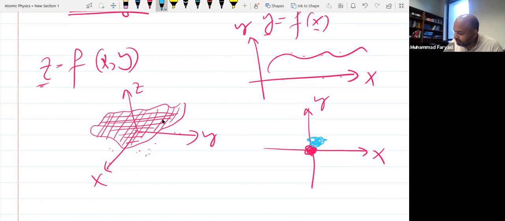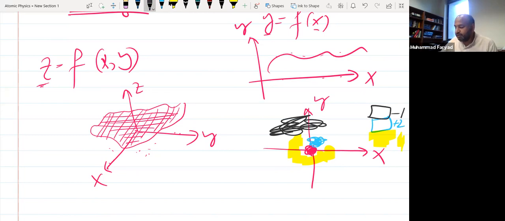This color may mean, this is maybe +2. So this color may mean that function is +4. So this black color may mean that the value of the function is -1, and so on. So you prepare a color map.